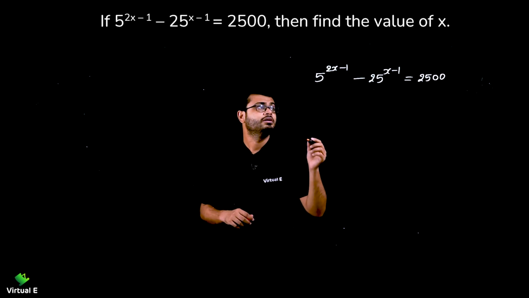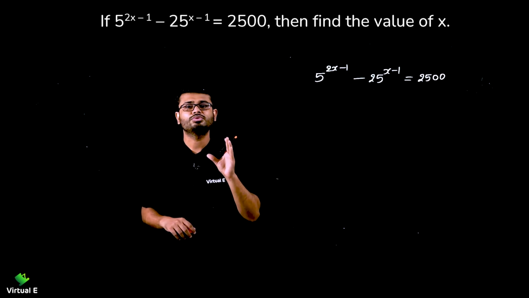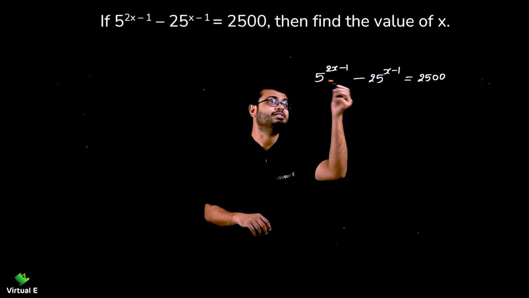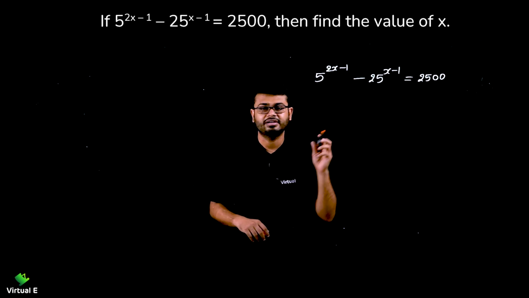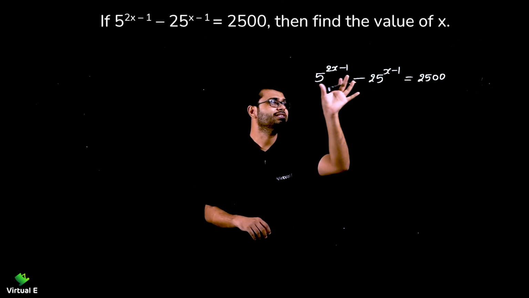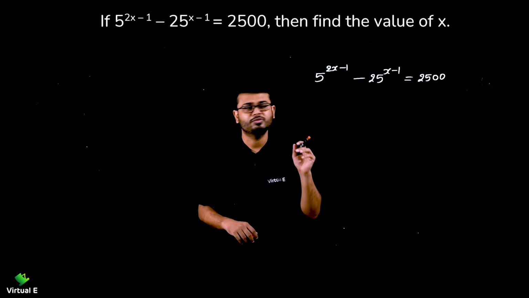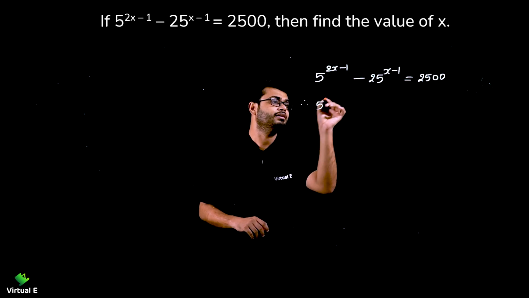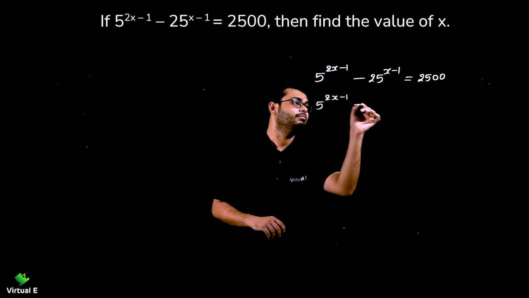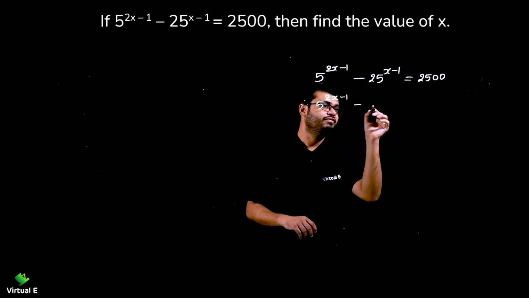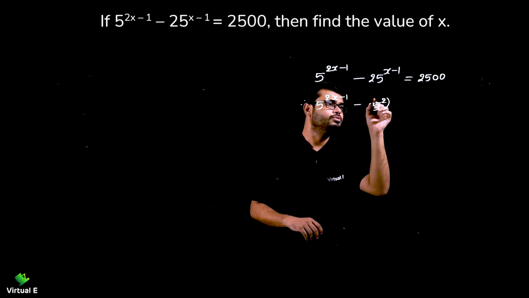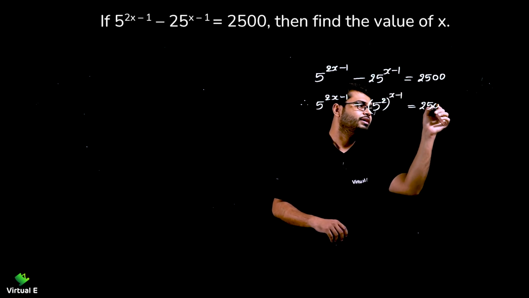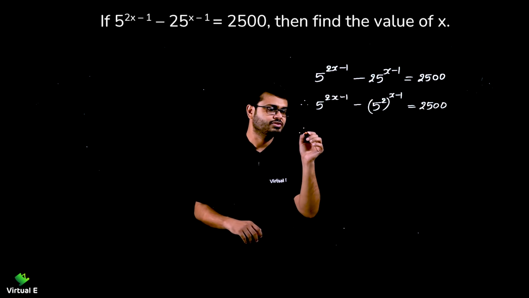Now, first of all, in this kind of question, remember we need to make the same base. That's the idea behind this. So 5 raised to 2x, here the base is 5, here 25 and here 2500. Ignore this for a while. At least try to make this the same base because they are on the same side of the equation and x is there in the power. So 5 raised to 2x minus 1 minus, here 25, can we write 25 as 5 raised to 2, whole raised to x minus 1, is equal to 2500 as it is. Now let's solve further.